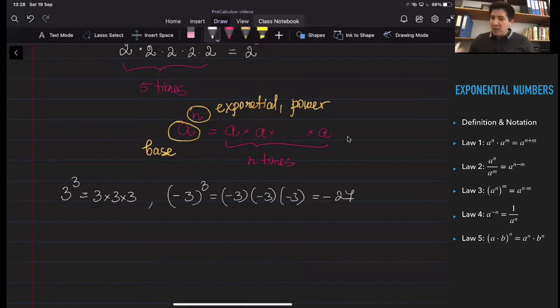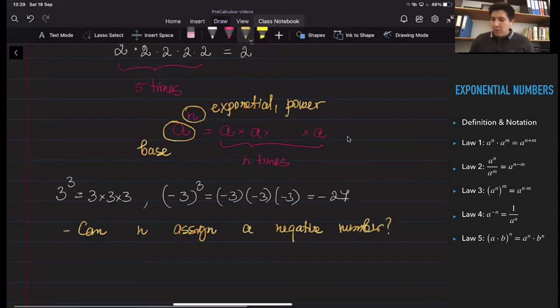So the question is, if we are defining these exponential numbers with the power n, can this n be negative? This is one of the questions we would like to address at the beginning of the lecture, and hopefully by the end we're going to answer it. Can we assign a negative number to n? This is going to be our question of the lecture.